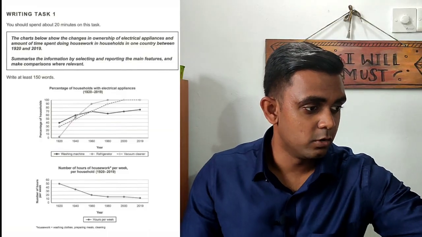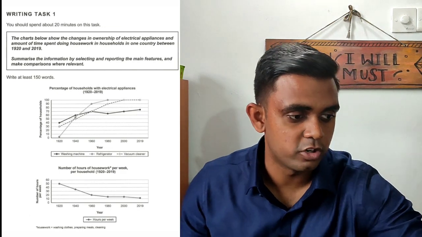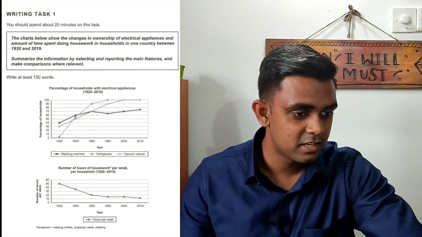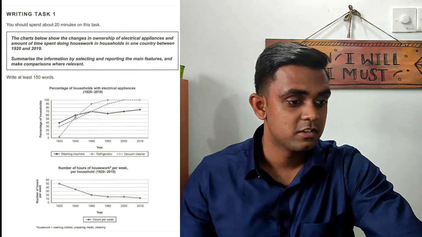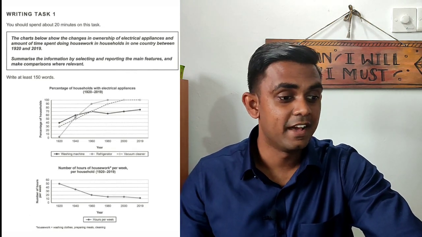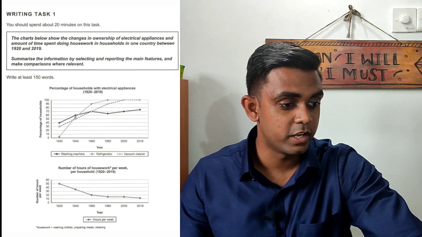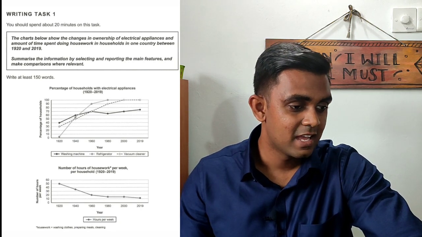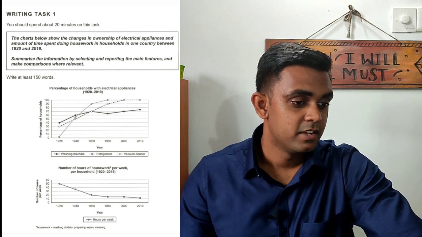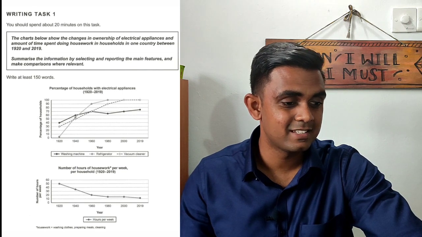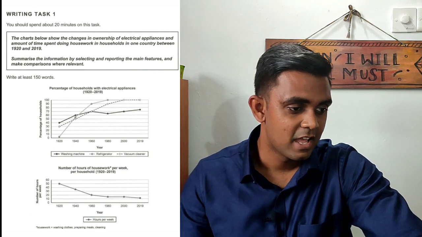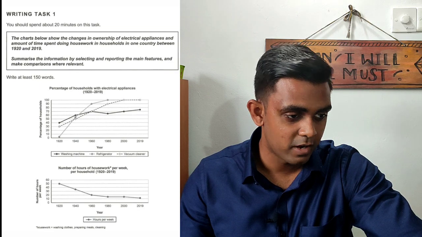Now, if you take this question, for example, the question says, the charts below show the changes of ownership of electrical appliances and the amount of time spent doing housework in households in one country between 1920 and 2019. Summarize the information by selecting and reporting the main features and make comparisons where relevant.